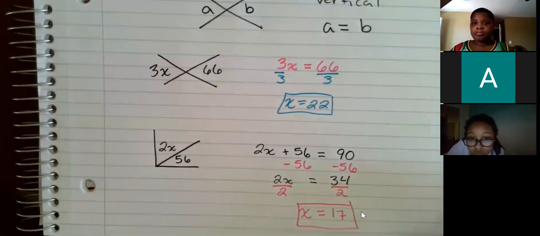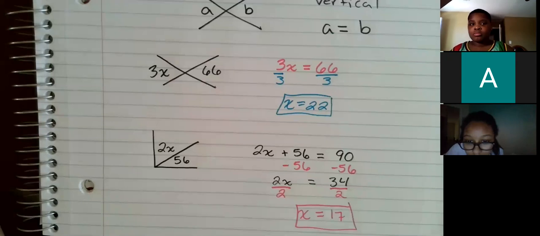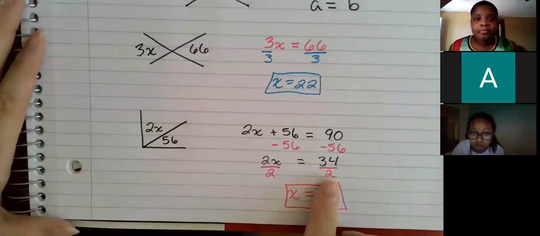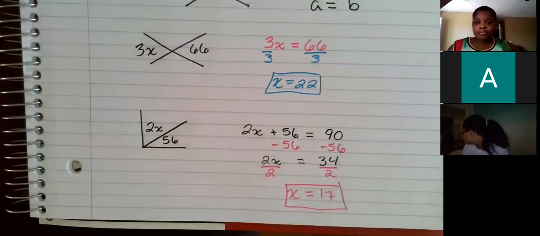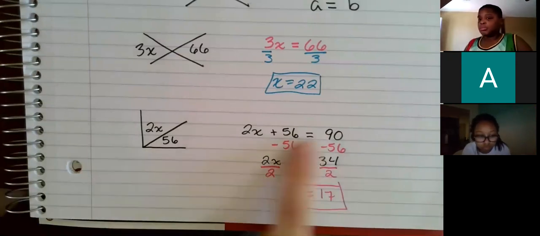Are there any questions on the angle relationship so far? Wait, like on complementary, can you just put, for example, the first one, 2x plus 56 equals 90. Can you just put 90 minus 56? Yeah, you could just do 90 minus 56 and then set 2x equal to that. That's fine. But some of the questions might ask you, what's the equation going to look like?